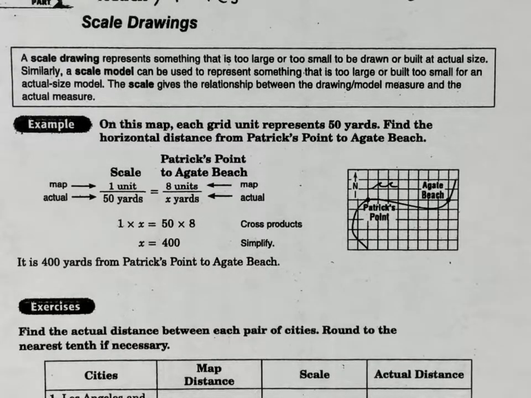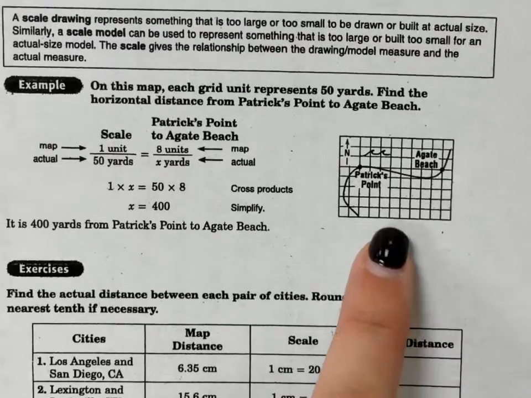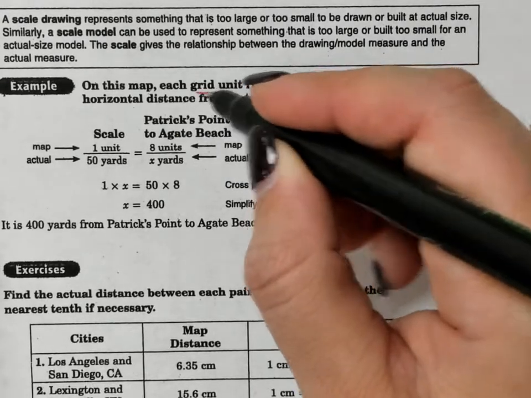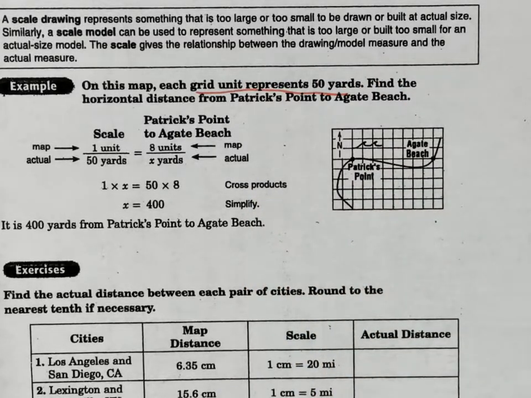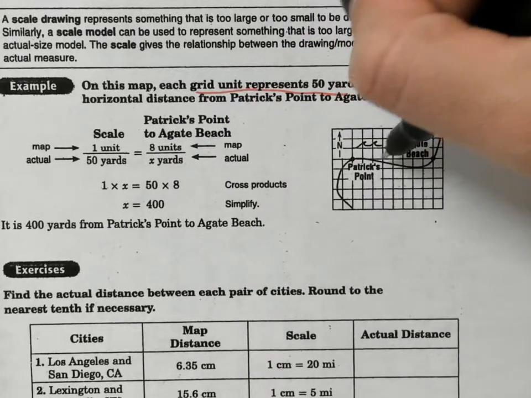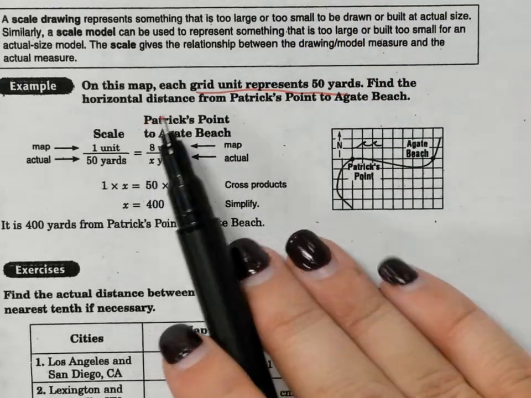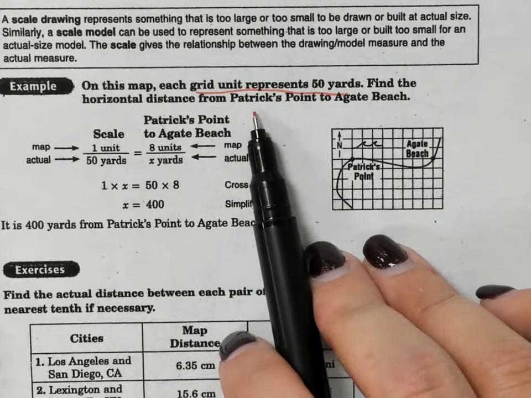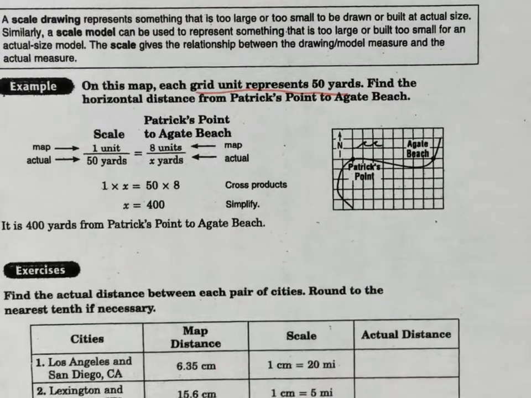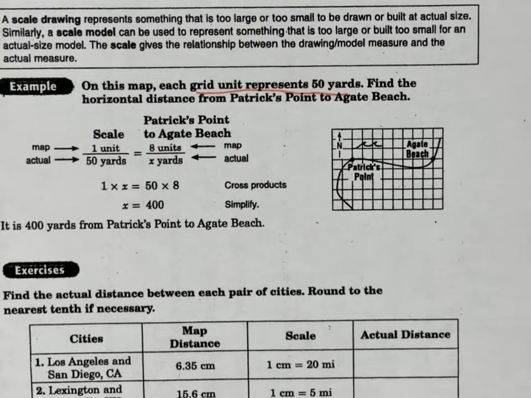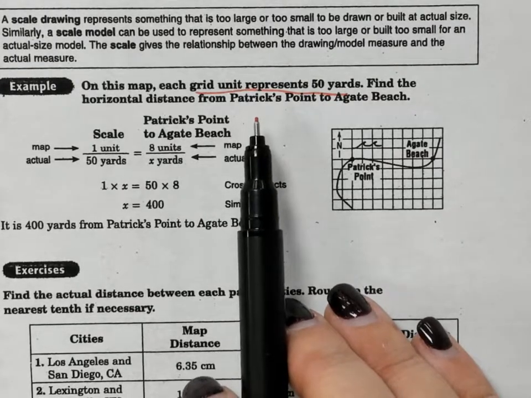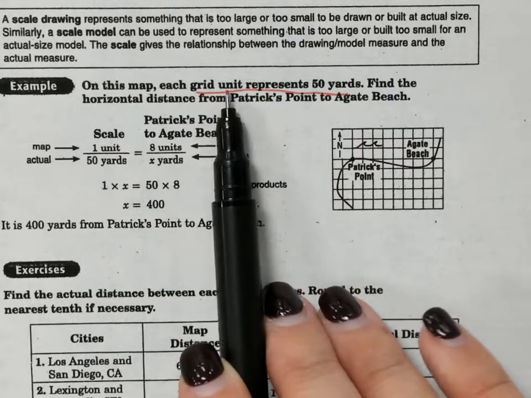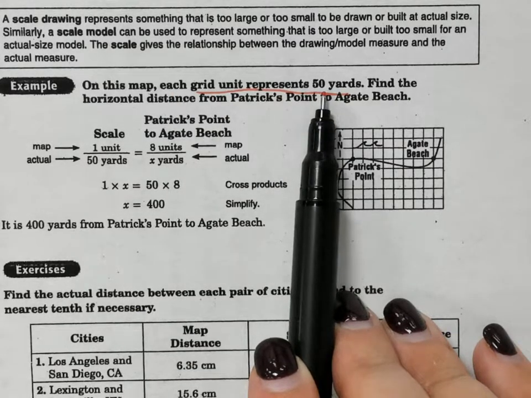Okay. So if we have this map right here, it tells me that each grid, or each box, represents 50 yards. So that's my scale. So each box right here is going to represent 50 yards. They want to know how you can find the distance between Patrick's Point and Agate Beach. So the first thing you've got to do is set up a proportion. When we're setting up our proportions, I'm always going to use my scale as one of my ratios. So my scale is 1 grid equals 50 yards, or 1 unit is 50 yards.